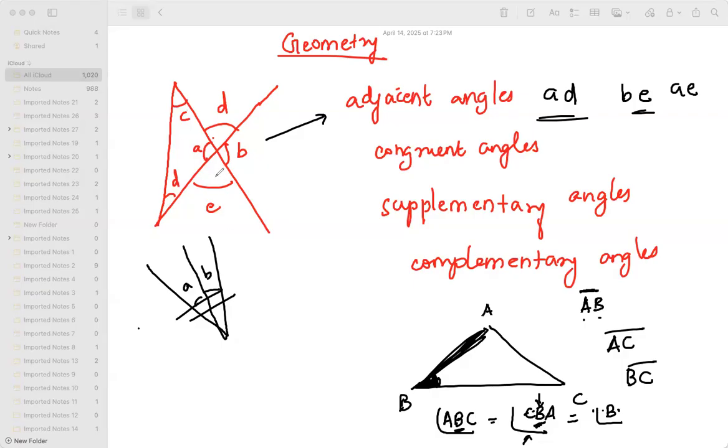Now coming back to our adjacent angles. Sitting next to each other, D and B are adjacent, A and D are adjacent, E and B are adjacent. Those are adjacent angles. Now what are congruent angles?